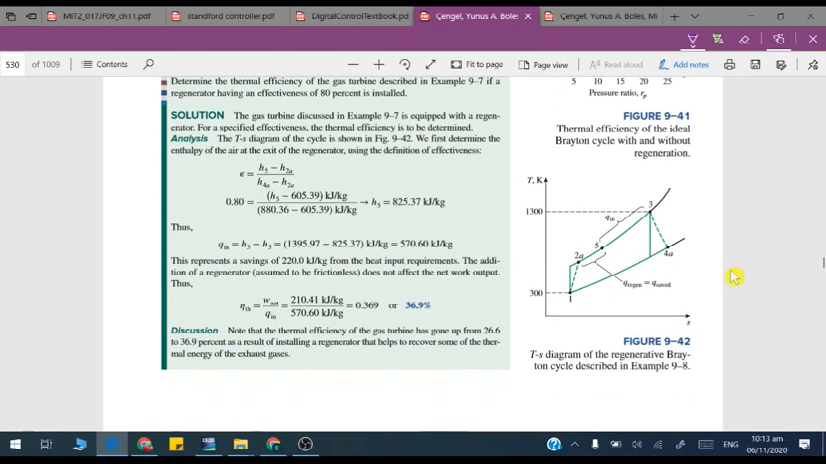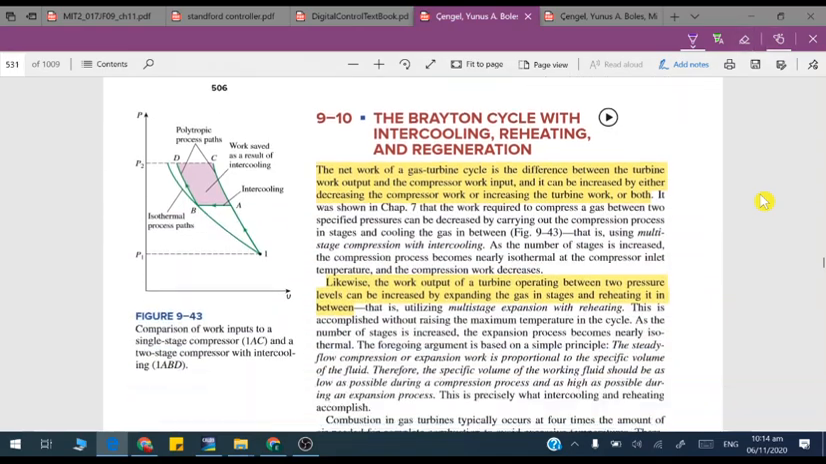And what will be the thermal efficiency? Again W net over Q in. Now Q in is less, so when the denominator is less you will get an overall good value. So now efficiency has improved to 36.9. Previously it was 26.6, and now you have increased it by using the regeneration, because you are utilizing the exhaust heat to preheat the air after the compressor. So that is the way how to solve this.